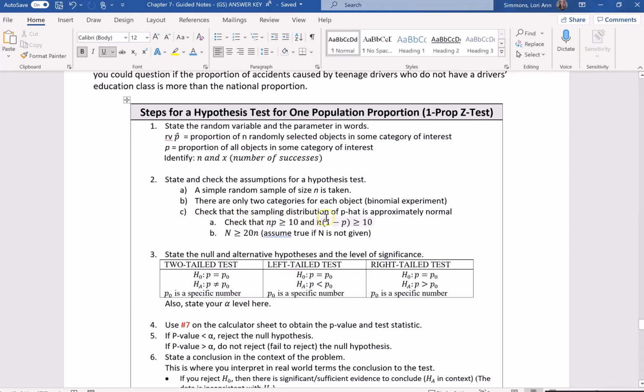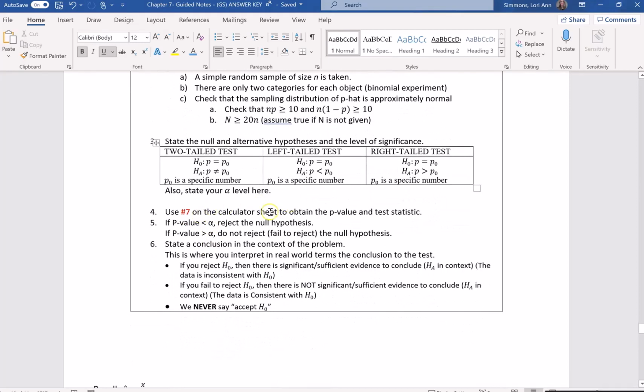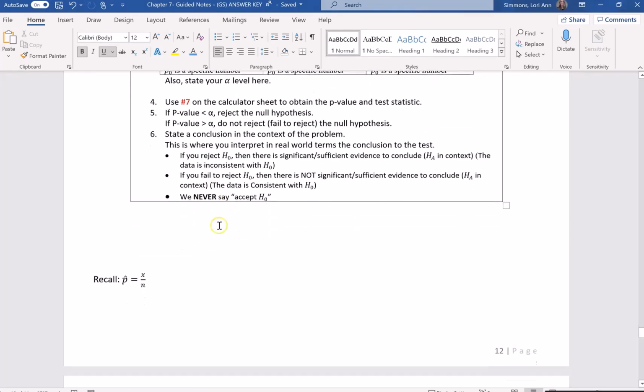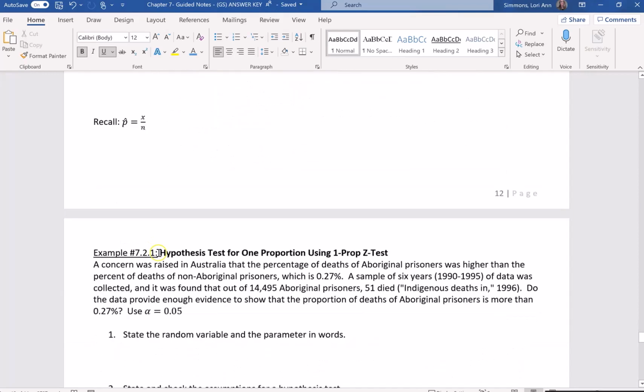C, check the sampling distribution. P hat is approximately normal. Check those 2. State the null, alternative, and the alpha. Use number 7. And then this is all the same as we've seen before. Recall P hat is equal to X over N, so number of successes over your sample size.